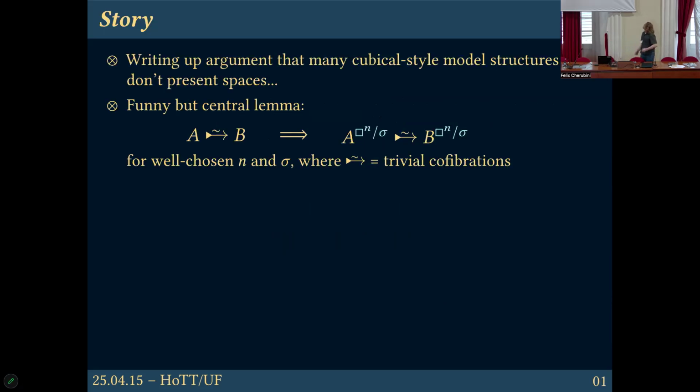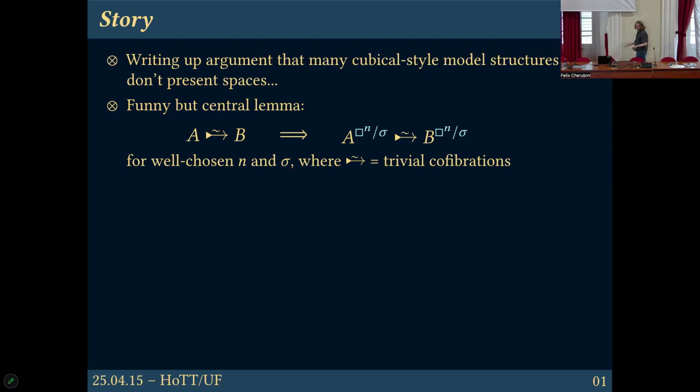So, speaking of things that haven't appeared on the archive, maybe you saw my hottest talk over a year ago now. Christian and I have been thinking about models of cubical type theory and whether these models correspond to ordinary spaces or not. Christian had this argument a while back that many of these model structures don't present spaces, and so we wanted to write down this argument.